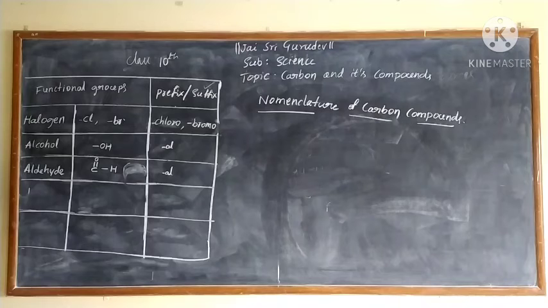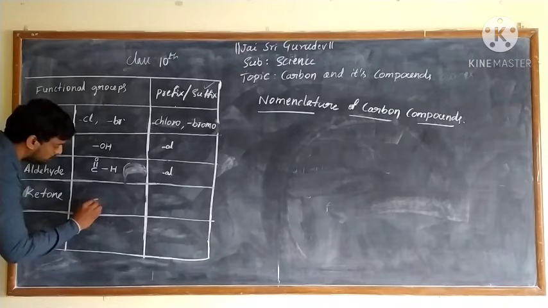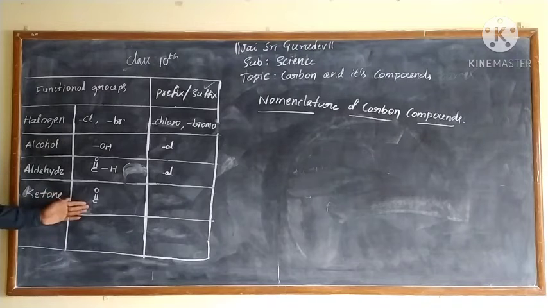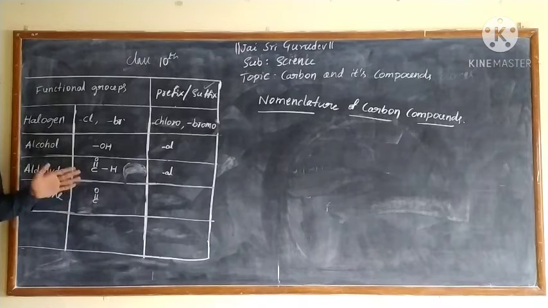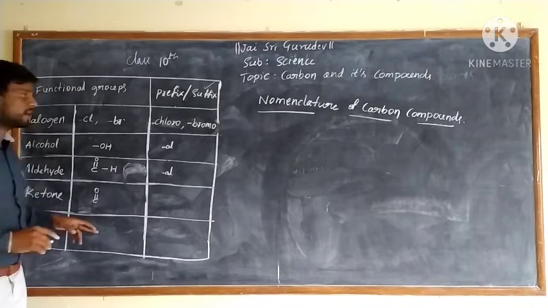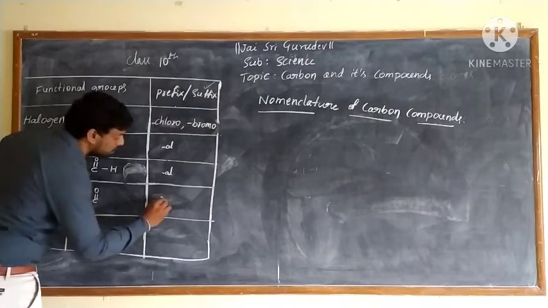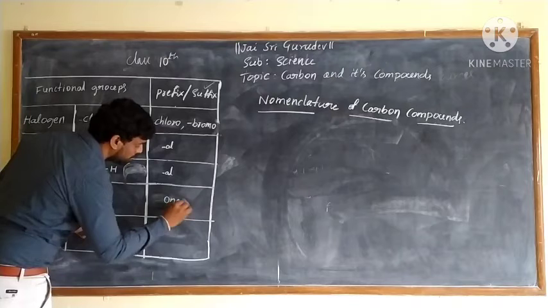Next functional group is the carbonyl, or keto, group. The formula of ketone is only C double bond O. The property of a ketone is that the functional group always takes place in between the carbon chain, in the middle of the carbon compound. The suffix used for ketone is one.